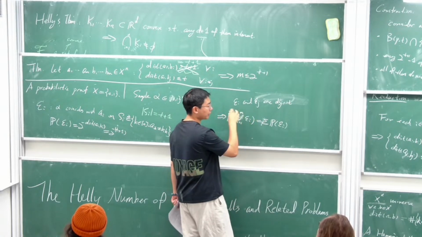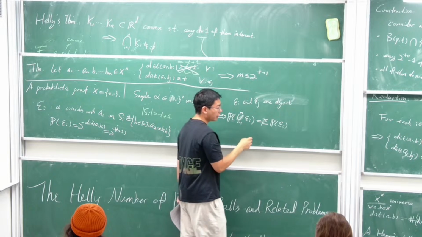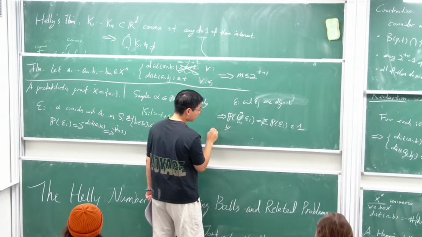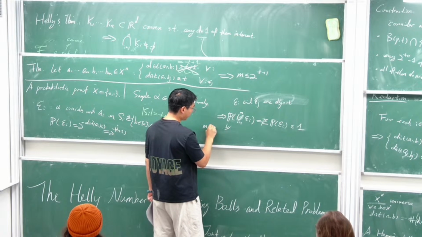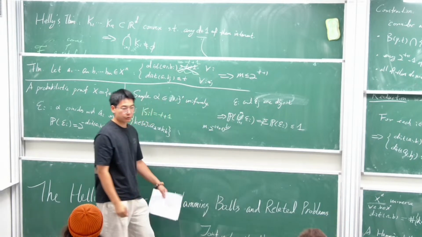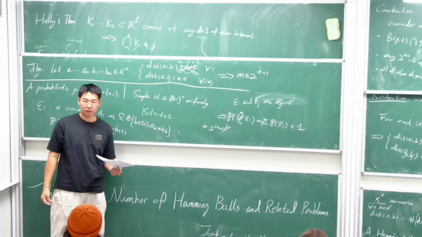By disjoint, I mean they cannot happen together. And therefore this is at most 1. However, this is also at least m times 2 to the minus t plus 1. So this shows the desired bound.